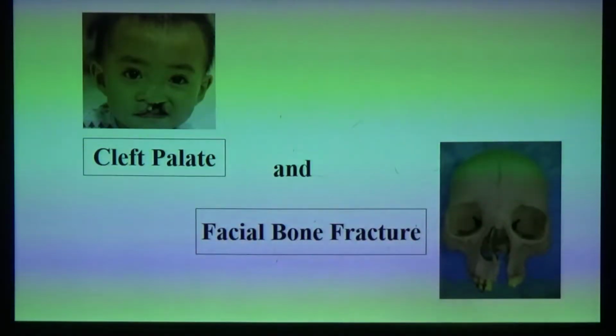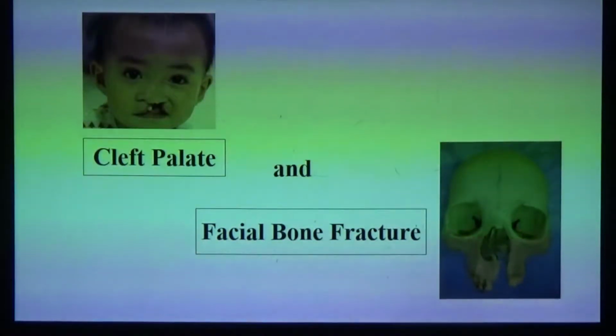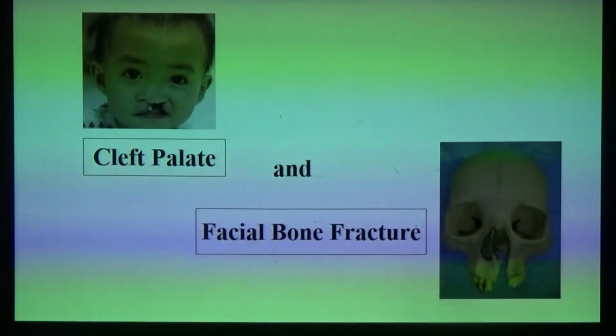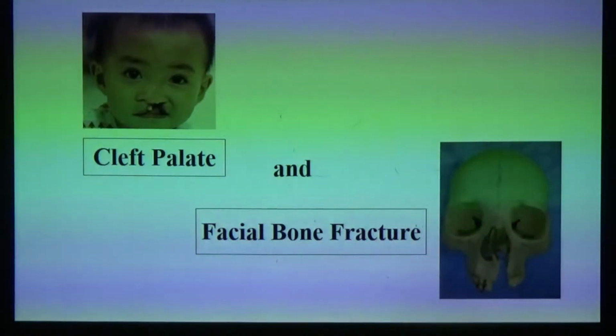Using the same technique, similar research directed at other surgical problems is possible. For example, we can elucidate how the presence of cleft palate affects the risk of facial bone fractures.